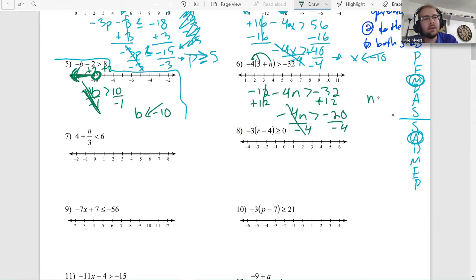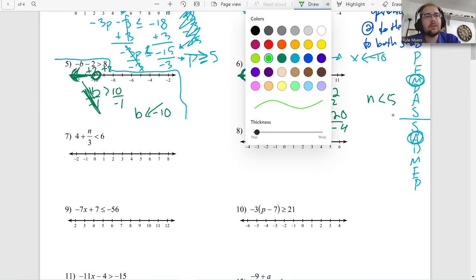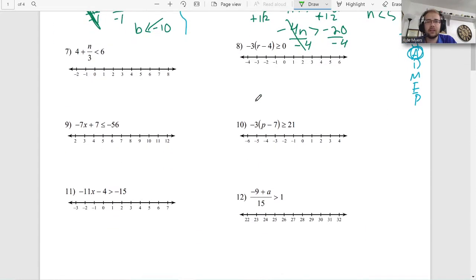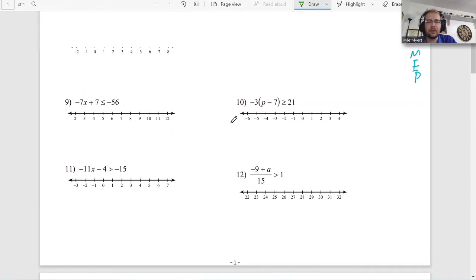So then n is going to be less than 5. I had to flip the sign. Negative divided by a negative is a positive. And then here we go. So less than goes this way. And there we go. So now that I've kind of gotten into stuff, none of this really looks that different. Number 12 looks a little different, so I'll spend some time on that.